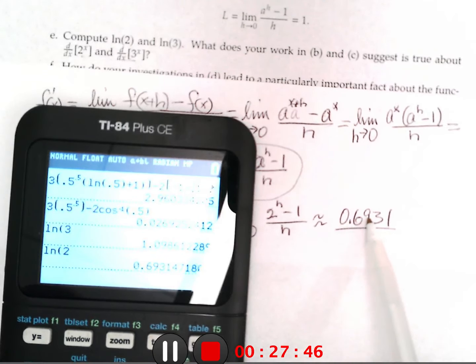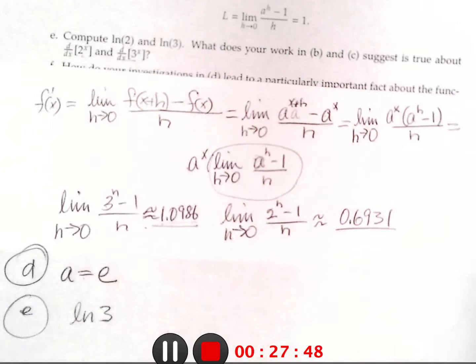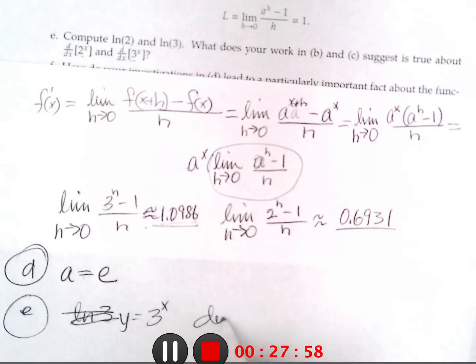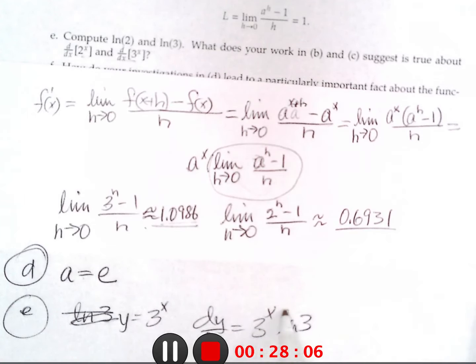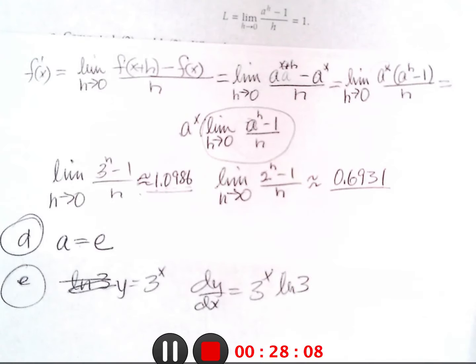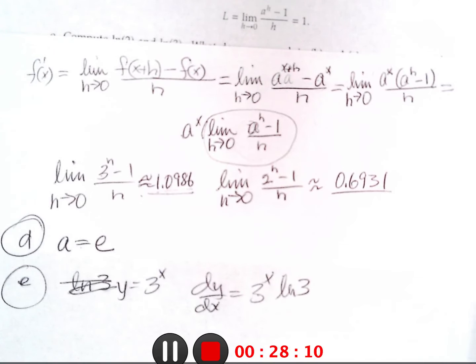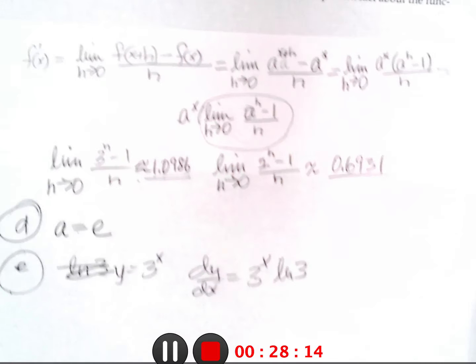So it's telling us that if we have 3 to the x as our function, the derivative is 3 to the x ln3, and similarly for 2 to the x would be 2 to the x ln2. That's what they wanted you to see on D, E, and then F.